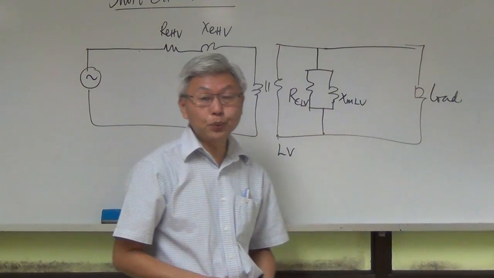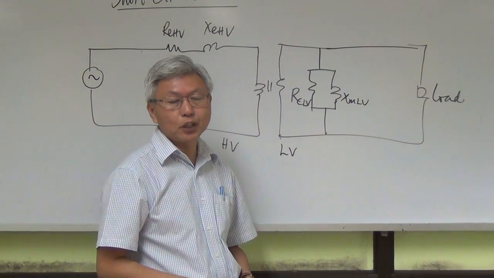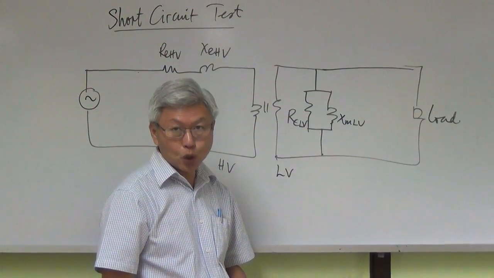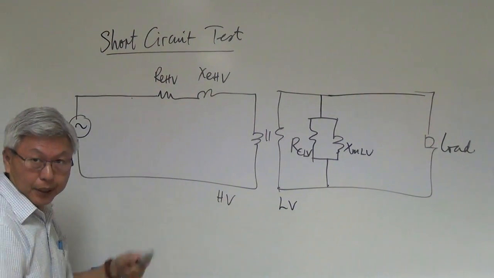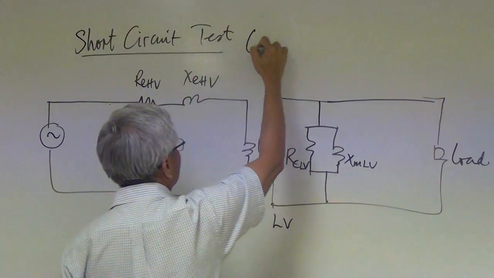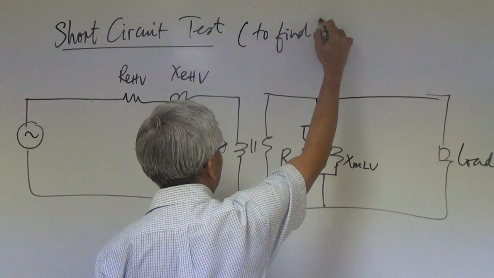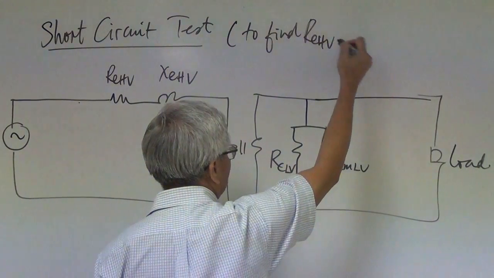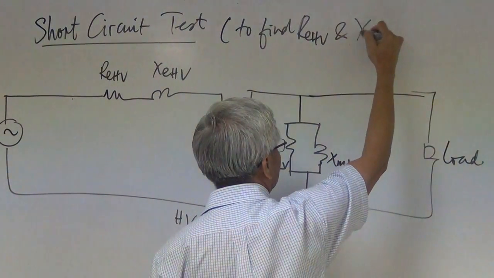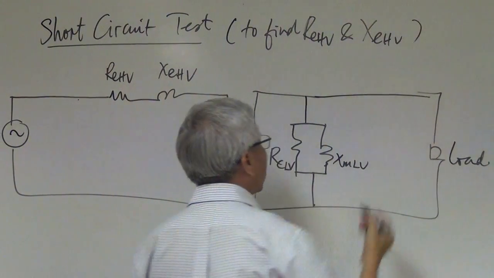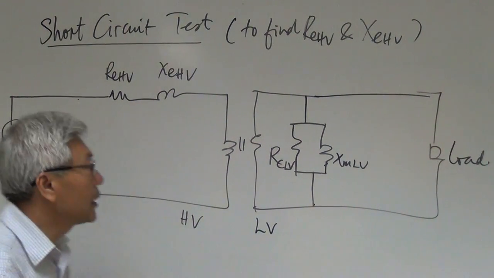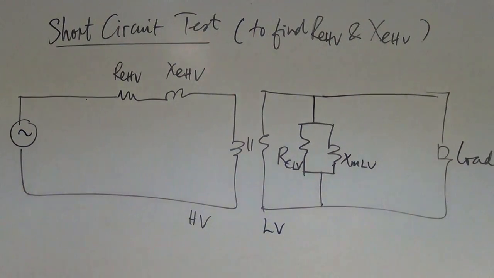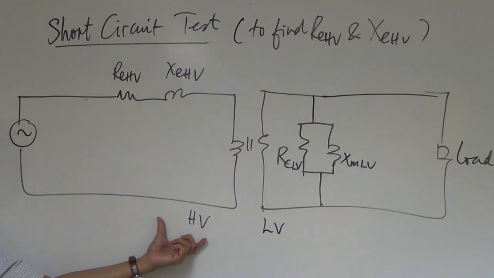Alright, let's continue with another experiment after the open circuit test, and that is the short circuit test. Right? Now, the short circuit test is an experiment whose whole objective is to find the equivalent winding resistance at the high voltage side and the equivalent leakage reactance at the high voltage side. Okay? Why the high voltage side? Because the short circuit test is often performed on the high voltage side.